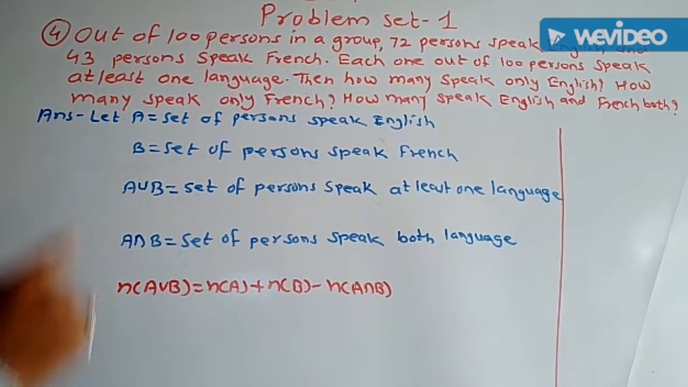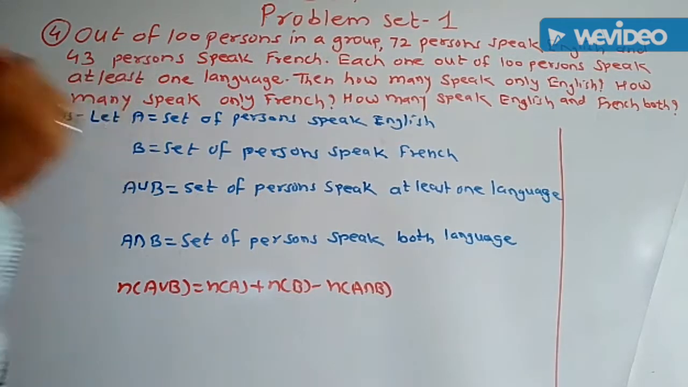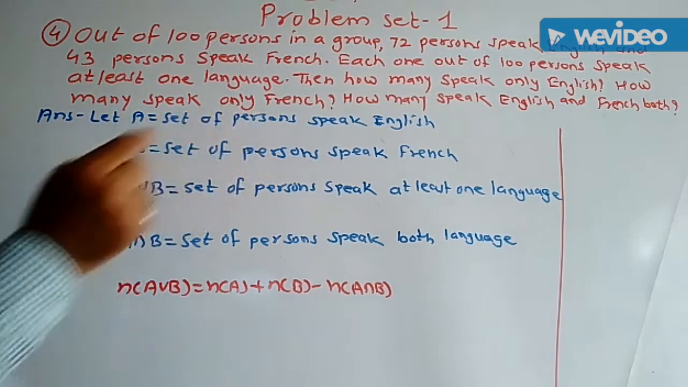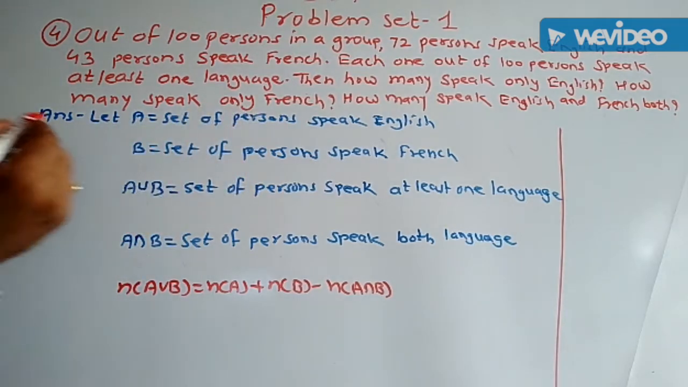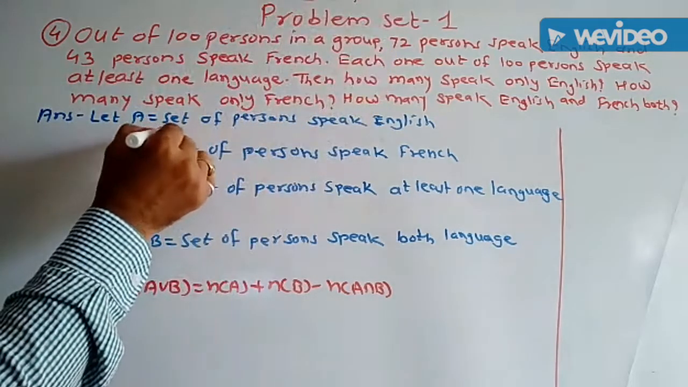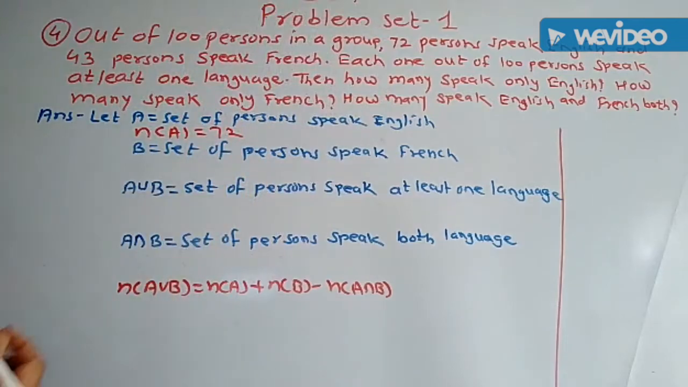Next example is, out of 100 persons in a group, 72 persons speak English, 43 persons speak French. Each one of the 100 persons speaks at least one language. Then how many speak only English and how many speak only French? How many speak English and French both? Now we consider, let A be the set of persons who speak English, and the number of persons who speak English is given as 72. That means number of A is 72.